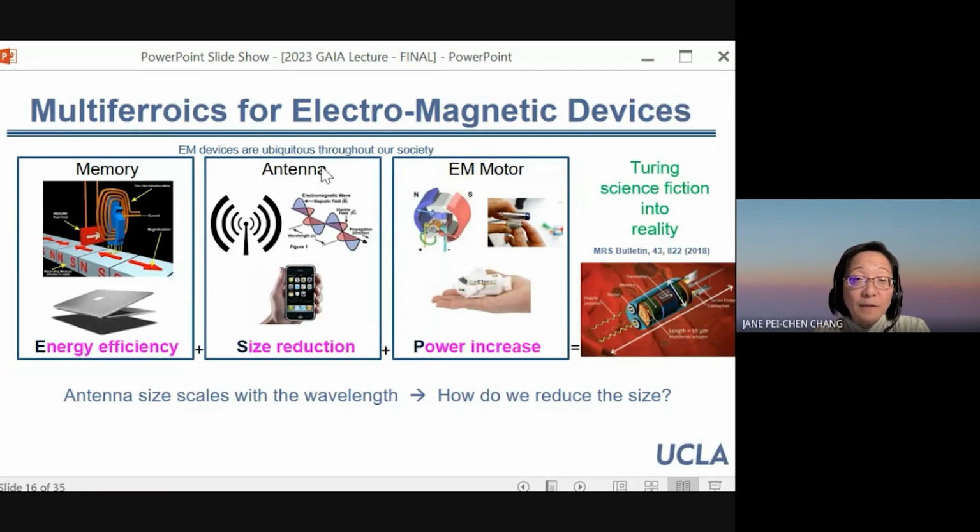Today, I only have time to talk about some specific work that we did on antenna. If you have ever driven by those towers that transmit signals for your cell phone, you wonder why they need such a big tower, right? So the antenna size scales with the wavelengths of the information that you are transmitting. So how do we reduce the size of the antenna if the wavelengths of the signal is that large? We will have to convert it, and the process of converting it involves this multiferroic material.